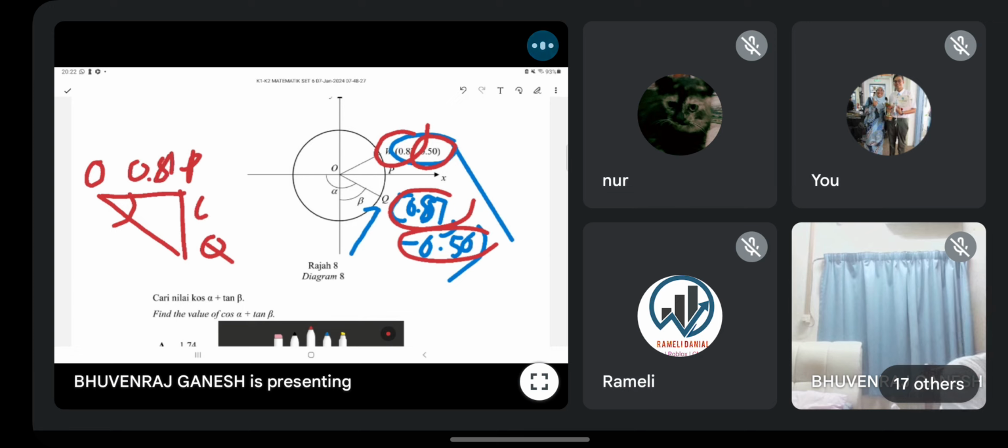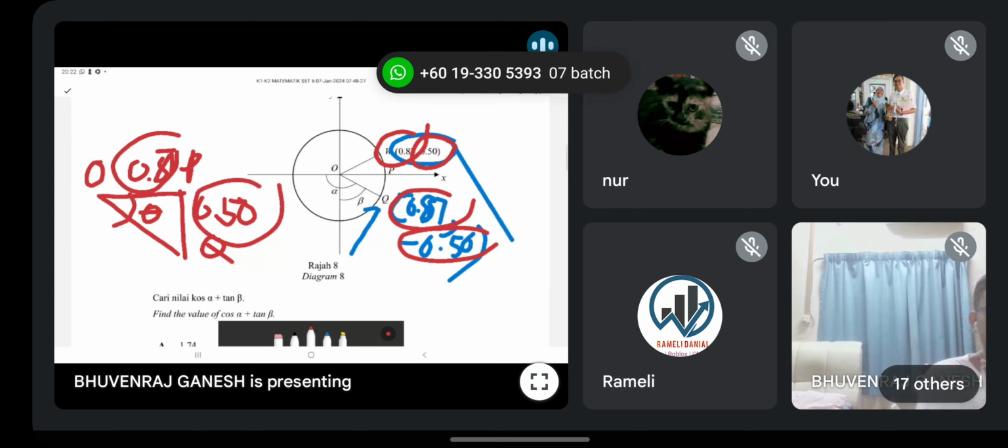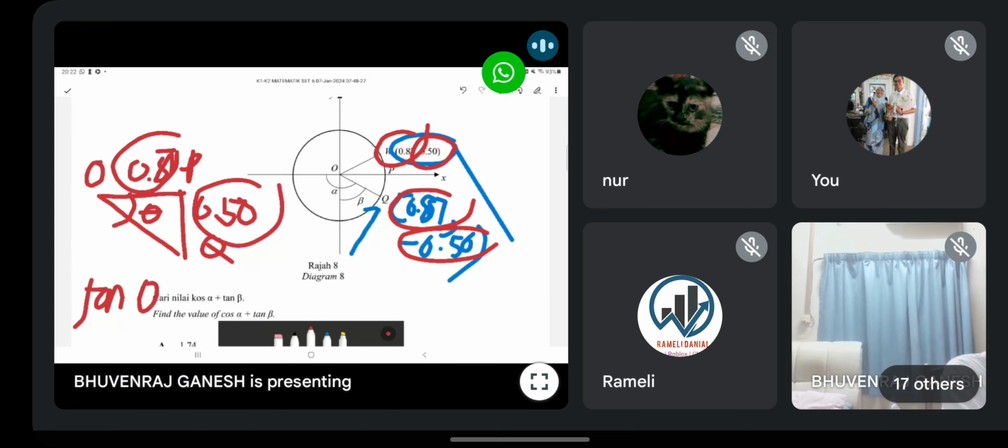0.87, 0.50. Okay, guys. Sin, cos atau tan? Which one do we use? Let's say this angle is theta. Jadi, saya guna sin, cos atau tan untuk cari theta. What trigonometric function? Sin, cos or tangent? Yes, tangent. Because you have opposite and adjacent. Okay, bertentangan dan bersebelahan. Then you can find out. Tangent theta equal to 0.50 over 0.87.